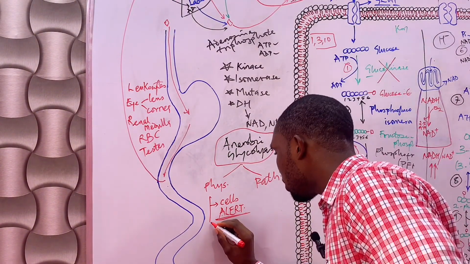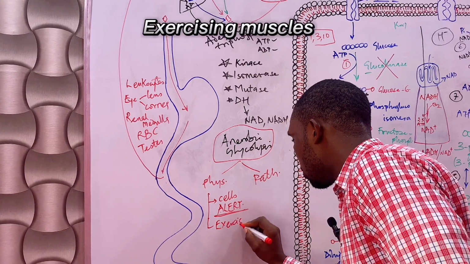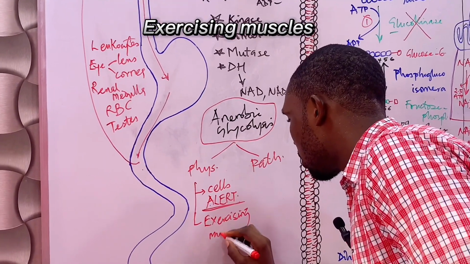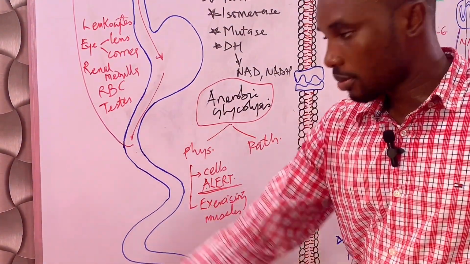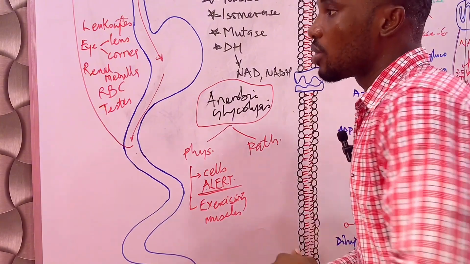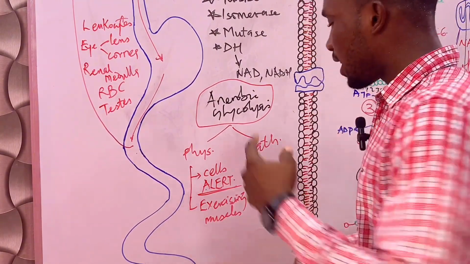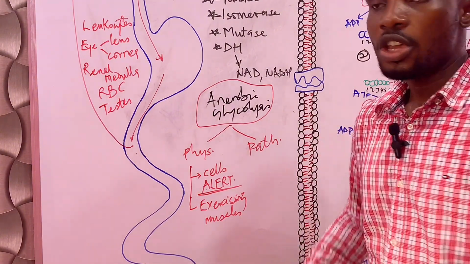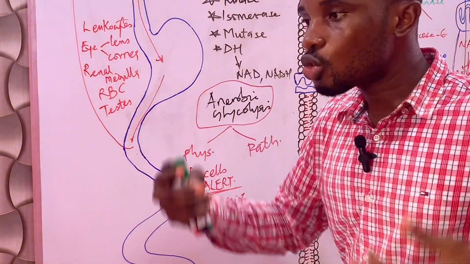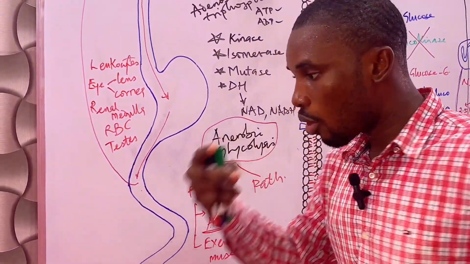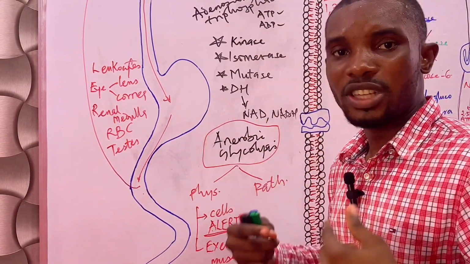Then another example is in what? Exercising muscles. So when you're jogging, when you're running, doing some aerobic exercises, you notice that your muscles are fatigued. You feel your muscles are fatigued, and that's because lactate is being produced. The muscle cells get less oxygen than they need, so they are carrying out so much work, and then they need so much more oxygen. But then the oxygen is reduced because you can't even take in enough breath. That's why you find yourself gasping.